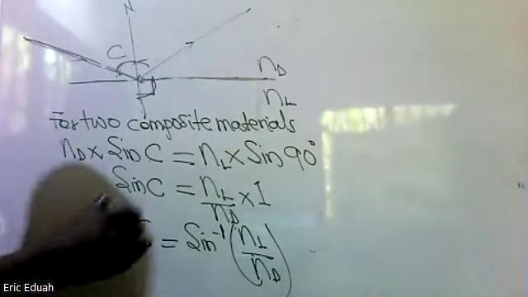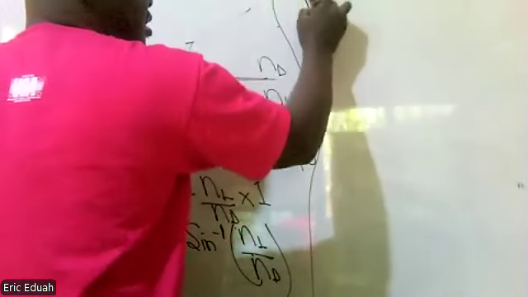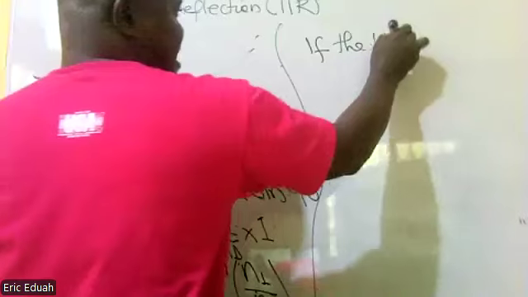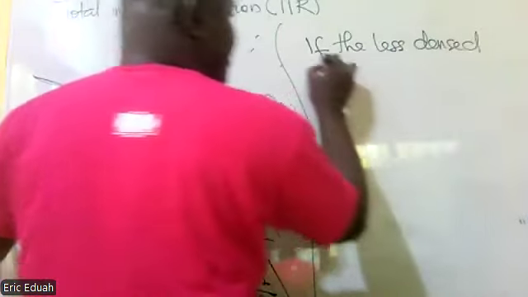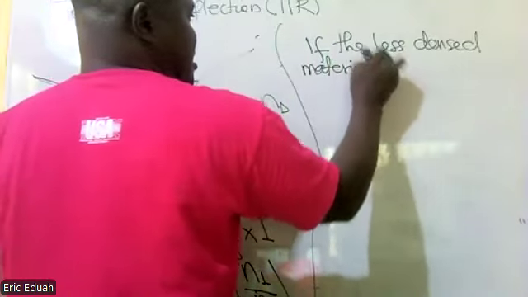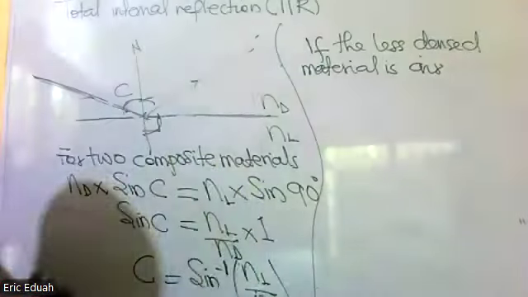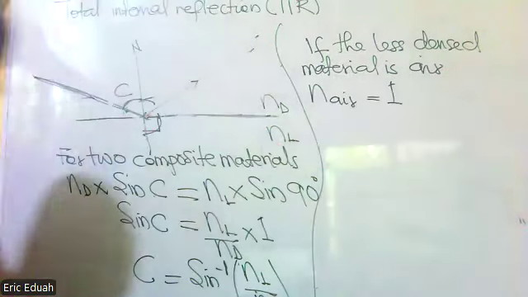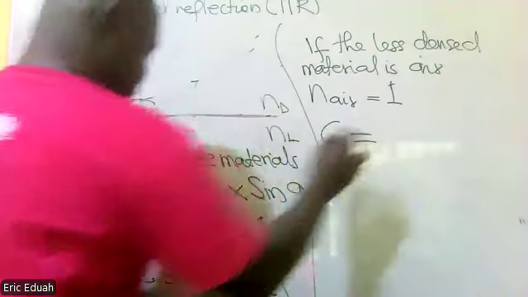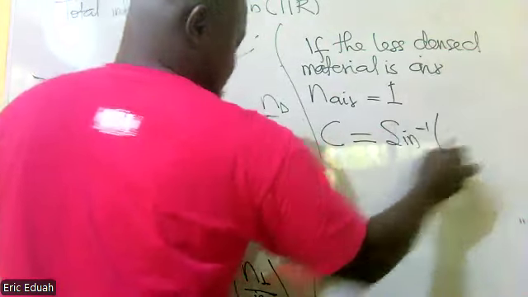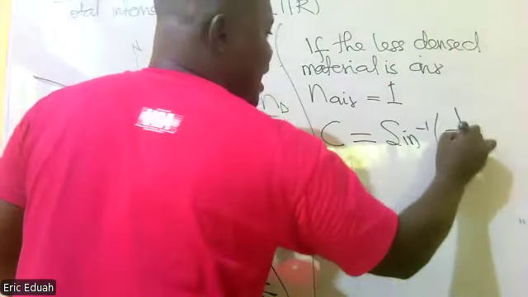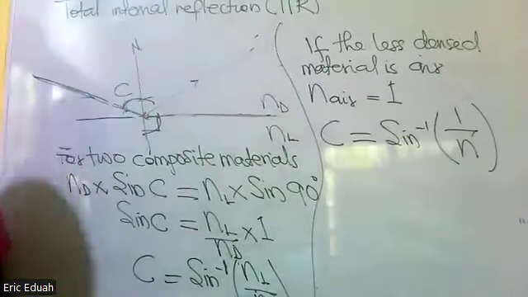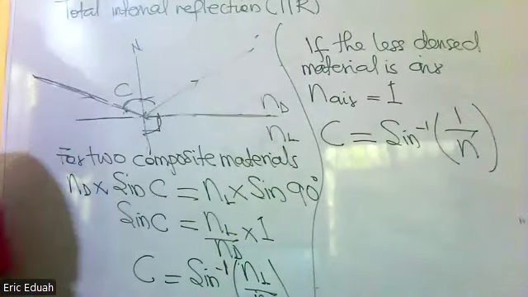Now, if the less dense material is air, because the refractive index of air is equal to 1, the critical angle becomes sine inverse of 1 over the absolute refractive index of the more dense material. This is how to calculate the critical angle of a material.